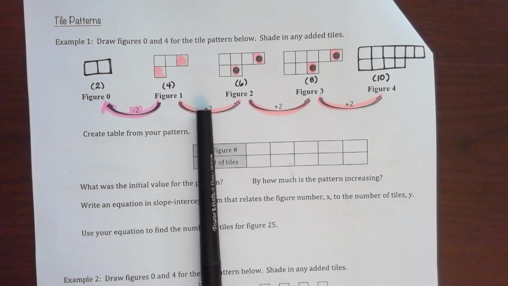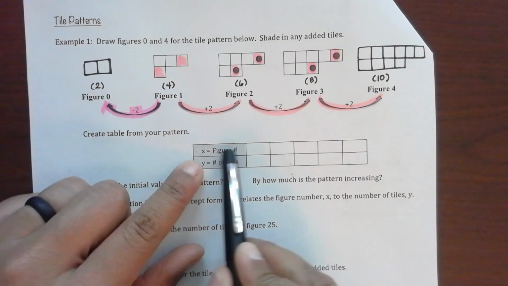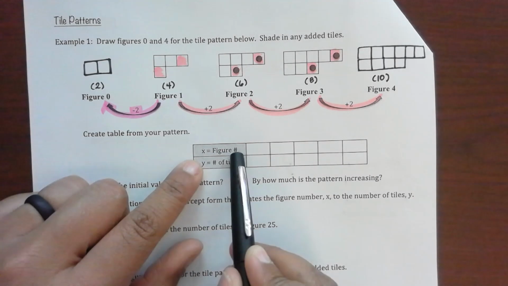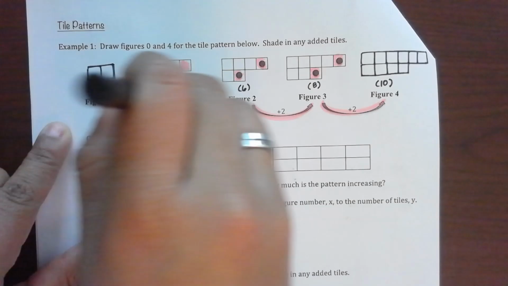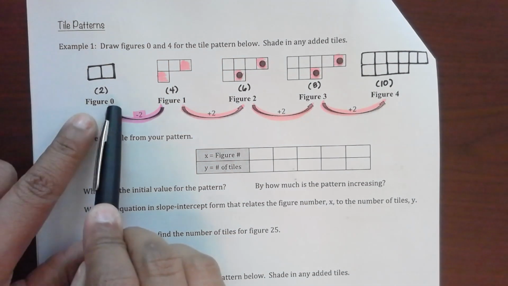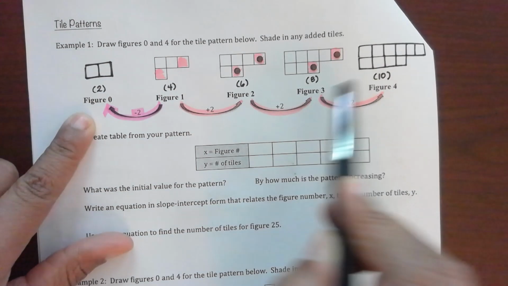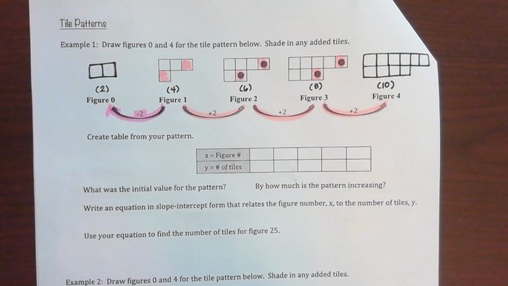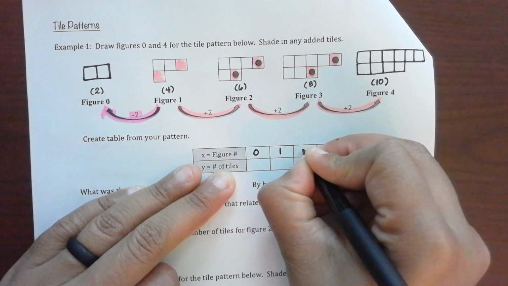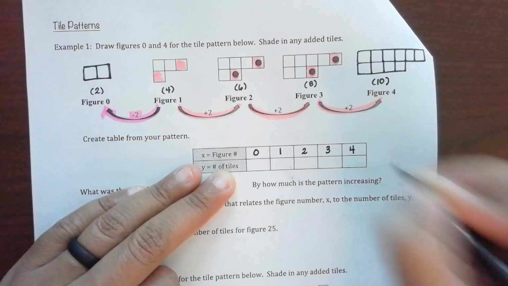It's okay. So, looking up here, what do they tell me X was? We're just reading. Figure number, which means X is this value right here. So, how many figures do I have? 5 of them all together. So, I have 0, 1, 2, 3, and 4.